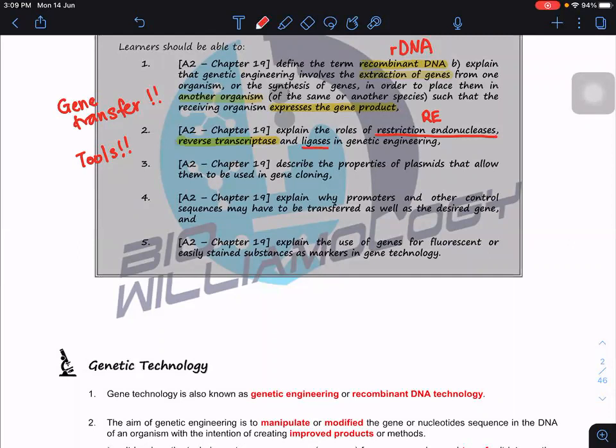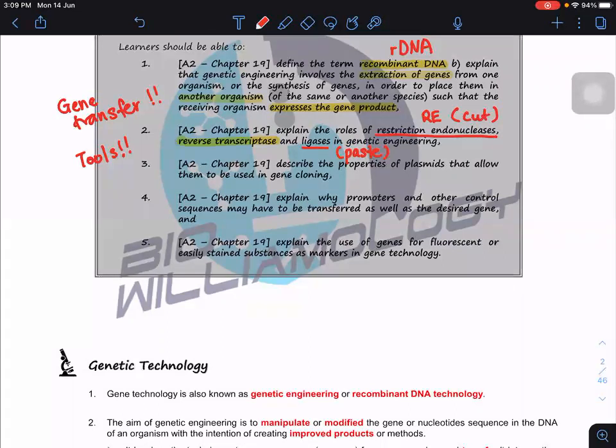By analogy, if I ask you to cut the blue paper and paste it on the white paper, the restriction enzyme is the cutter to cut, and ligase is the one we use to paste. So in this process we involve cut and paste. The cutter is the restriction enzyme, and ligase is the one to paste. Reverse transcriptase I won't talk about in detail at this moment, so later we're going to look at it.